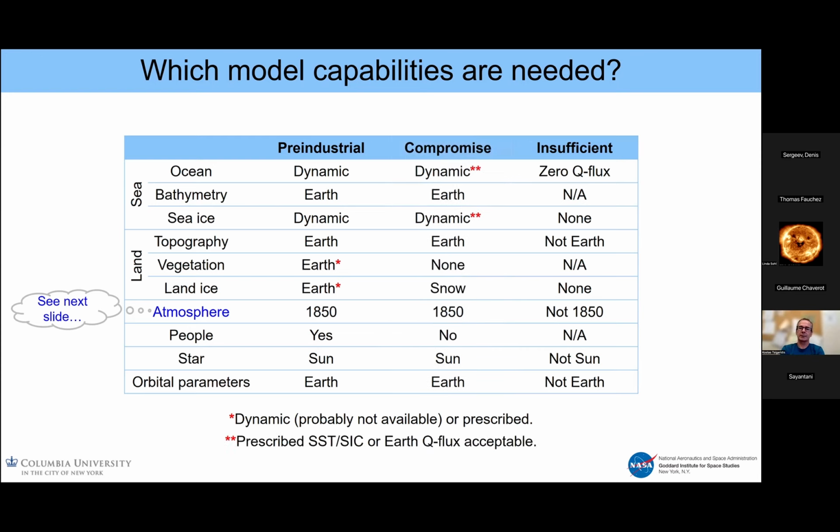So the compromise is something in between. We have the dynamic ocean ideally, but you can prescribe it. If you have a model that has the Q-flux ocean, then you need to have the Earth's Q-flux values, not zero, and then that's okay still. Same thing for sea ice. It's okay if you have land ice being snow, as I said, and the compromise would be no people, no vegetation. And if you really want to participate in CREME, you need to at least get the entry ticket for the compromise. If you can go further into pre-industrial, that is even better.